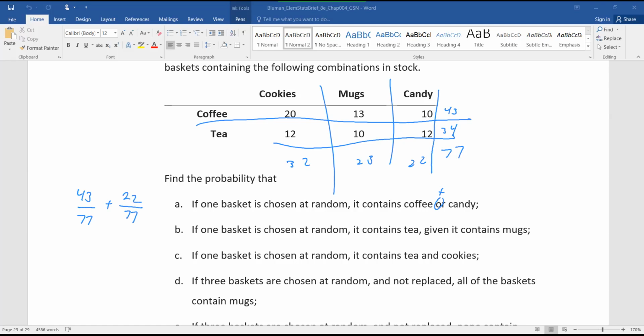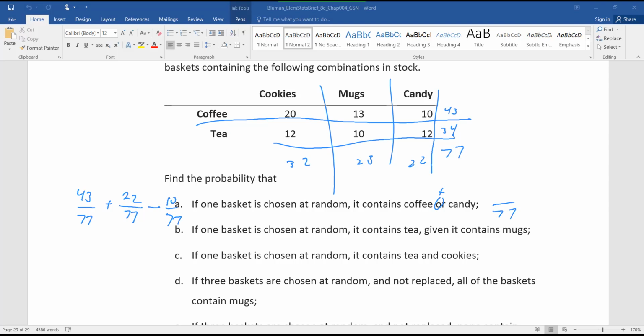Because they're not mutually exclusive, right? So then I need to subtract what has coffee and candy. So subtract 10. Okay, yeah. So that'd be 10 out of 77. That's perfect. Now remember, you don't do anything with these denominators. So 77 is just going to be the remaining, the bottom number.